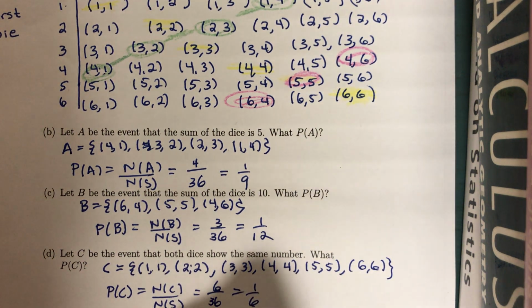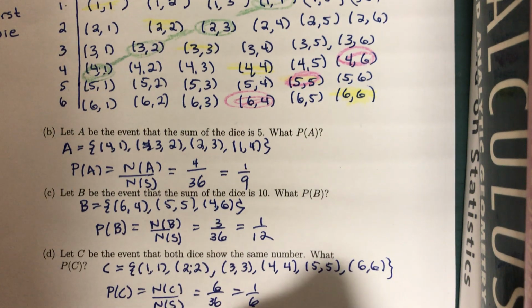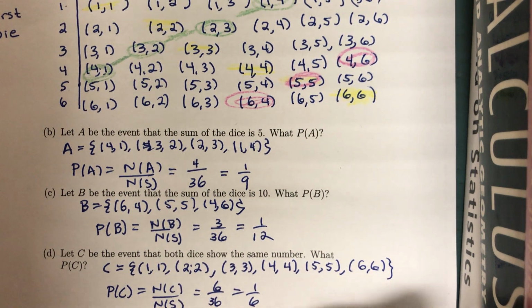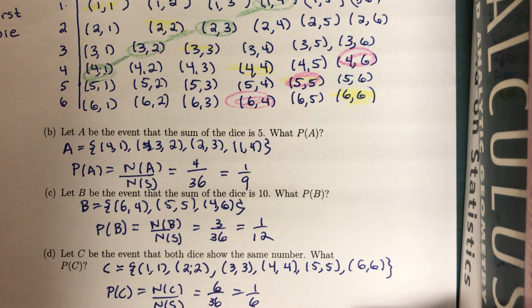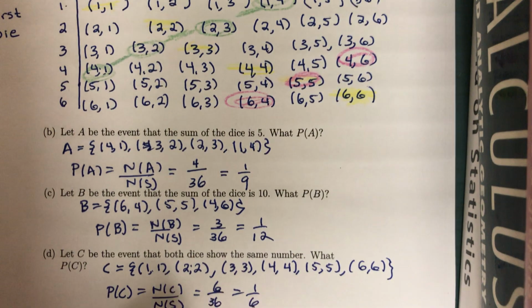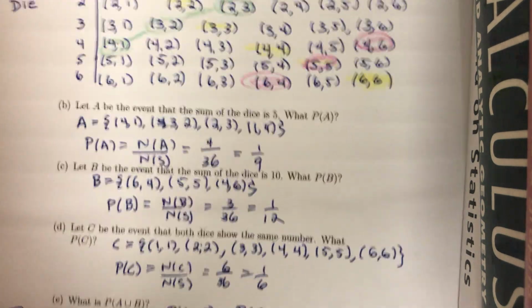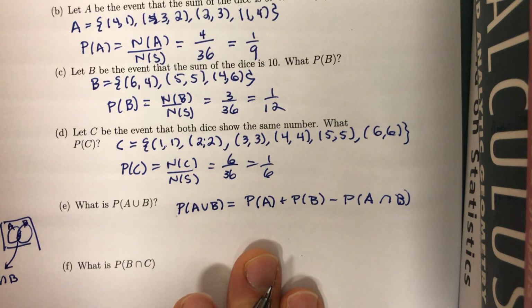All right, now what's the probability of A union B? Well, the probability of A union B can be found by using the formula that the probability of A union B is given by the probability of A plus the probability of B minus the intersection. What is intersection? Intersection is overlap.